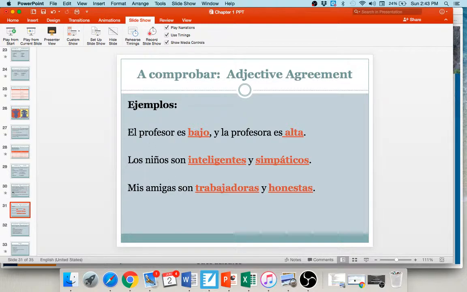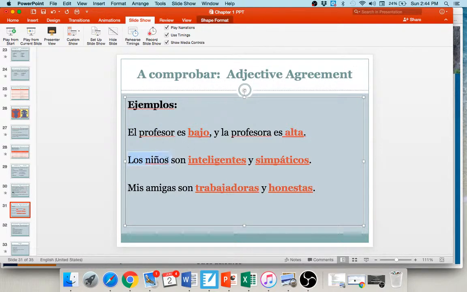So let's practice a little bit. The professor, notice it's a male professor. If it was a female professor, it would be la profesora. So the male professor is short, el profesor es bajo, but the female professor, la profesora, she's alta. So el profesor, masculine singular, bajo, masculine singular. The professor, feminine singular, is alta, feminine singular. So notice, your nouns must agree in gender and number. So in gender, masculine, masculine. In number, one professor does not have an S, it's just singular.